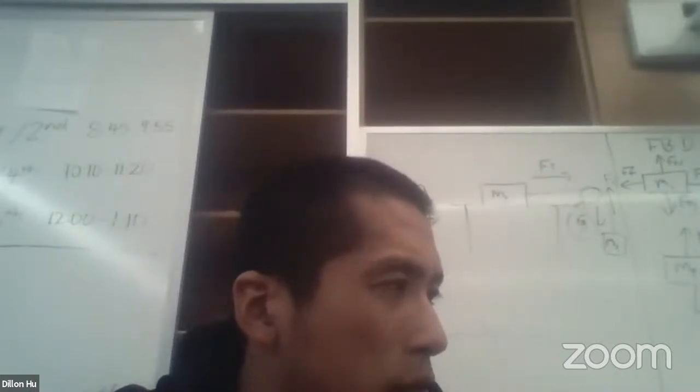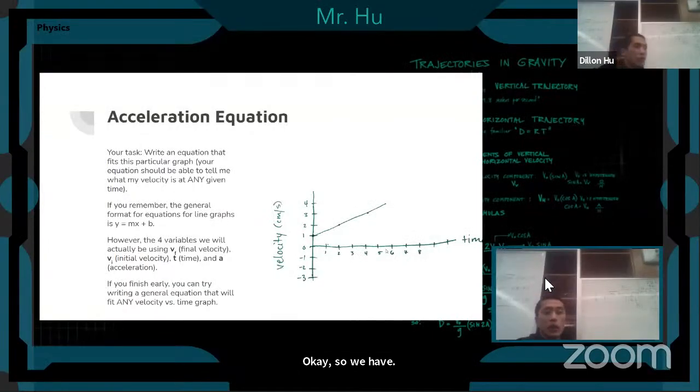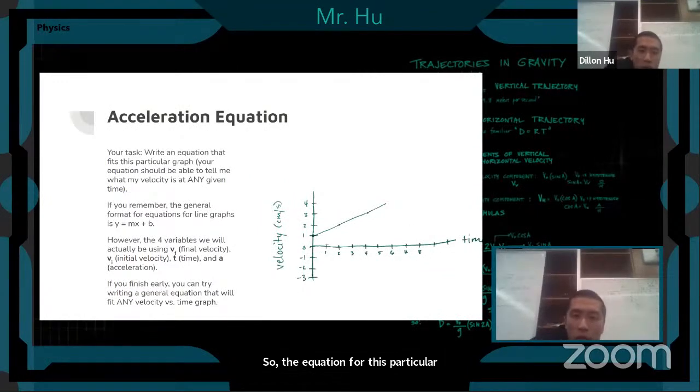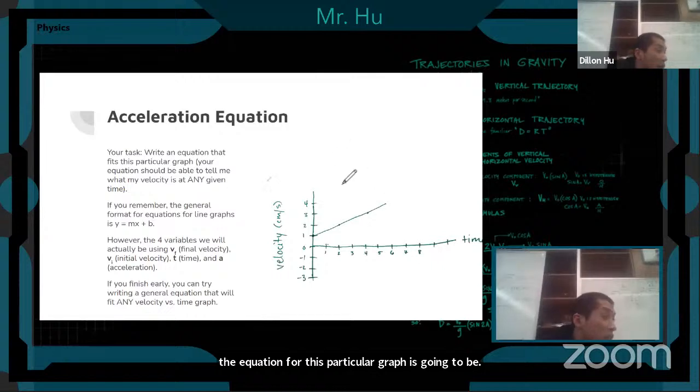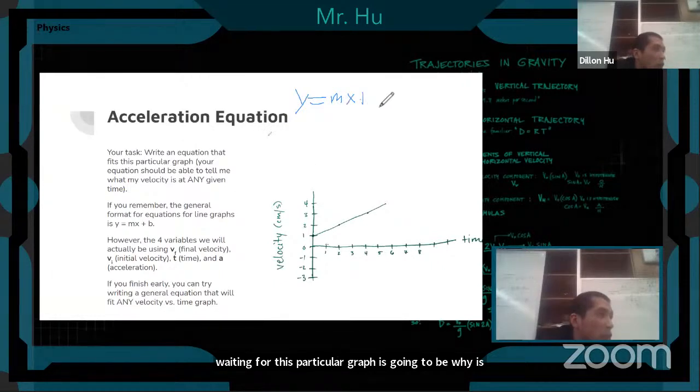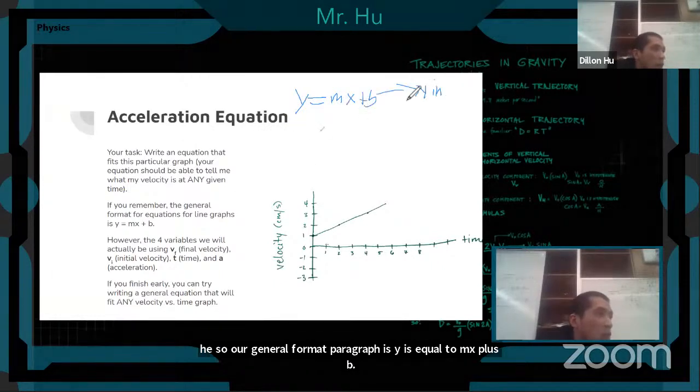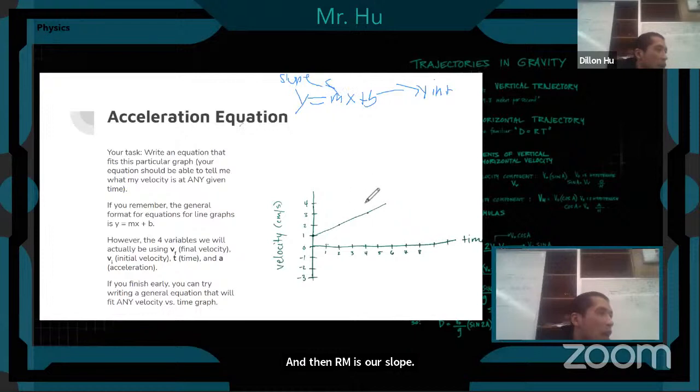Okay, so what we're going to do now is take a look and see if we can write a general equation for this. The equation for this particular graph is going to be y is, so our general format for a graph is y is equal to mx plus b, and our b is our y-intercept, and our m is our slope. So for this graph, it's going to be y is equal to our slope, which we discussed earlier was 1/2 x, and our y-intercept is here, which is 1. So this is what our equation for this graph might look like.